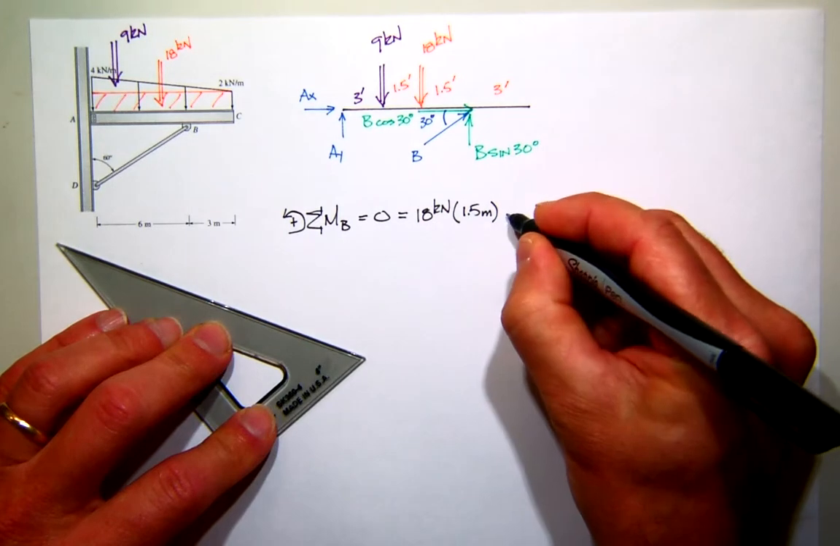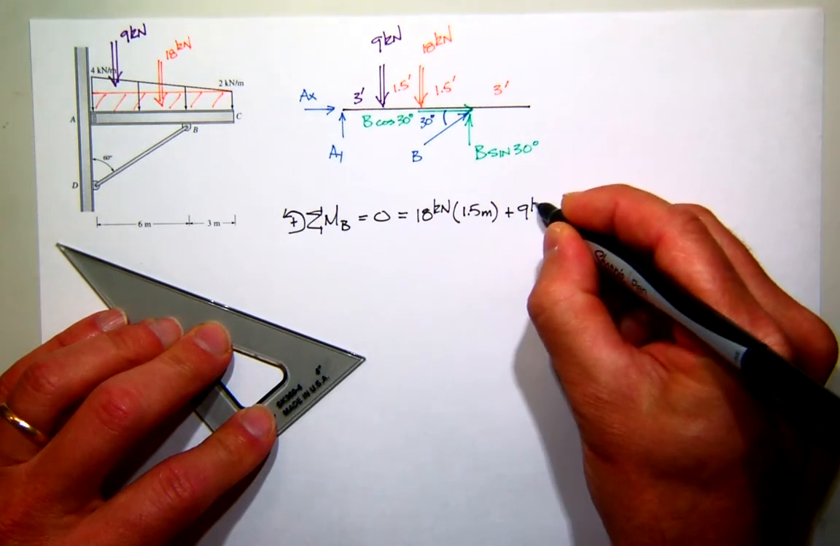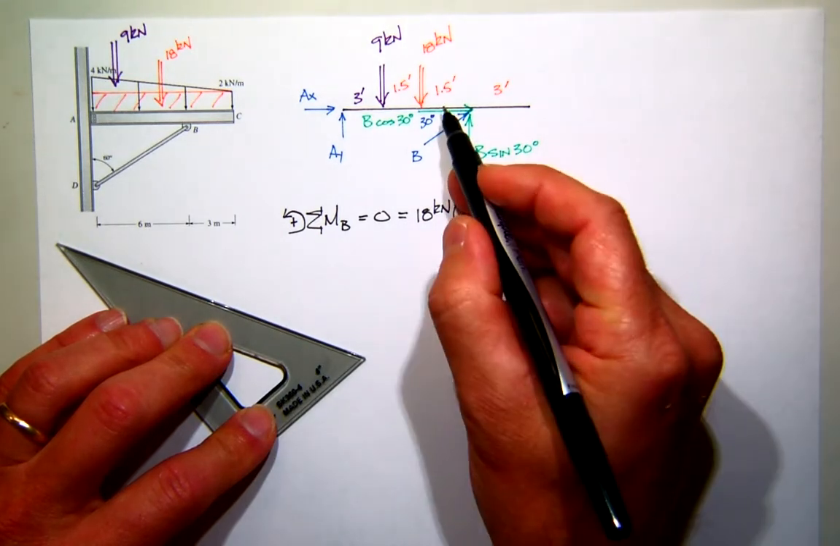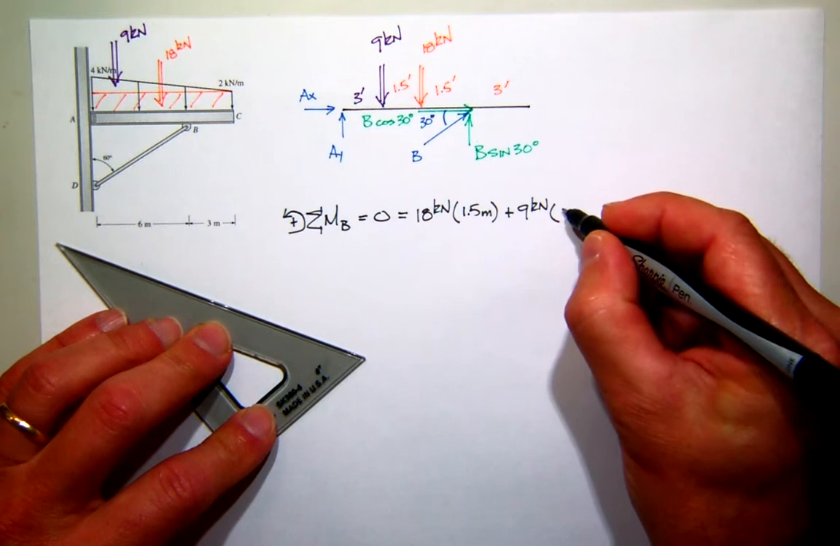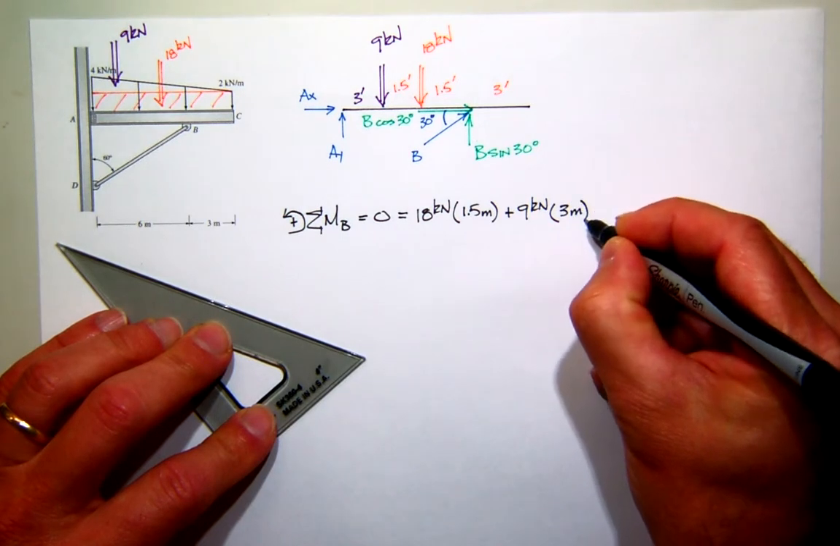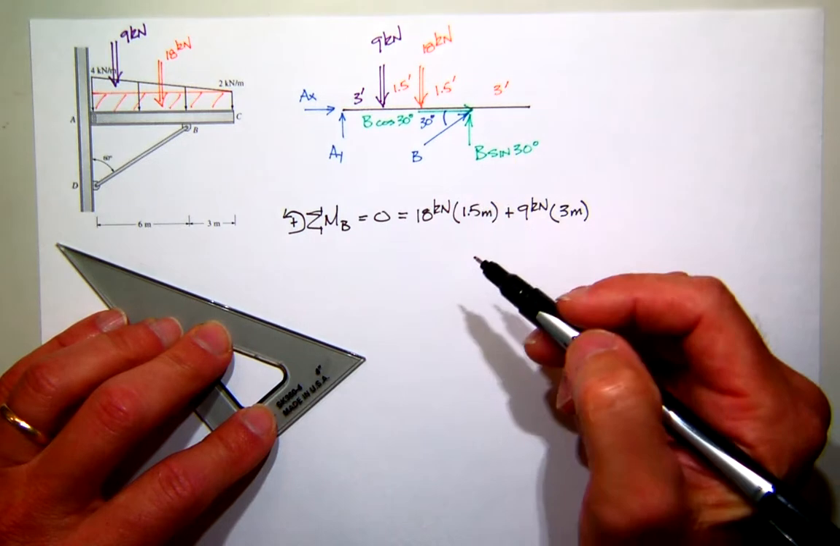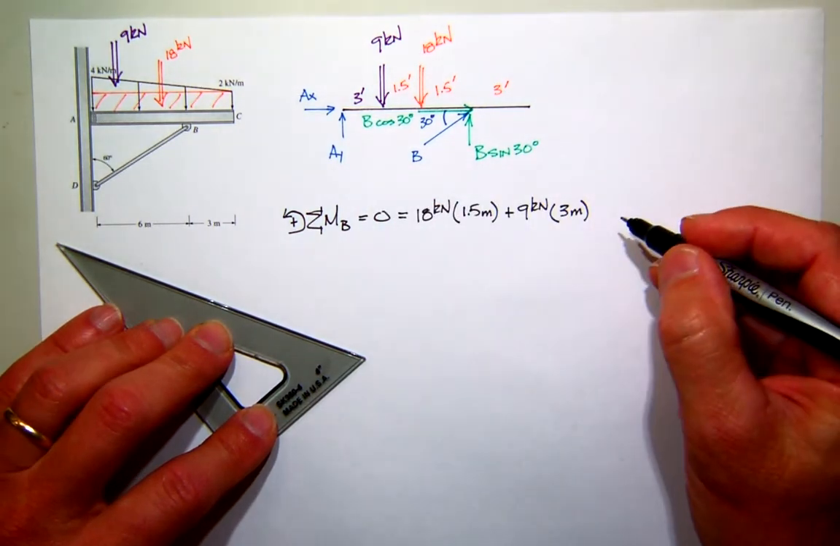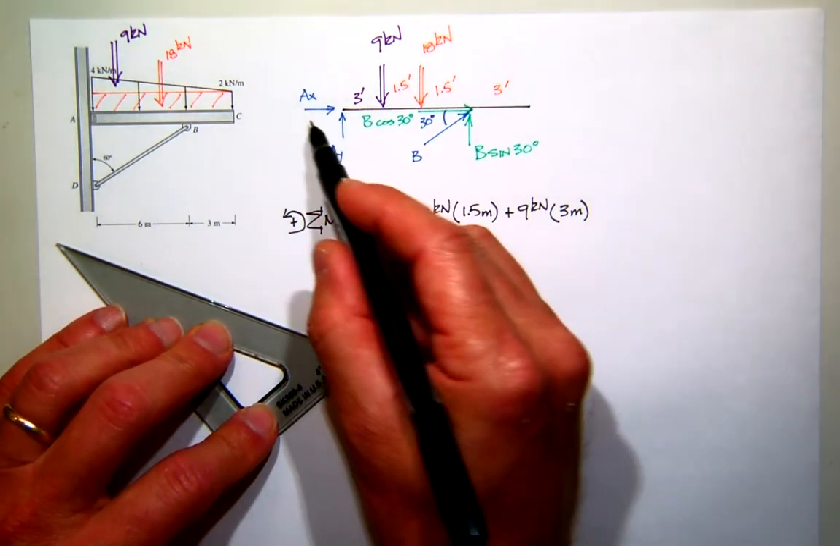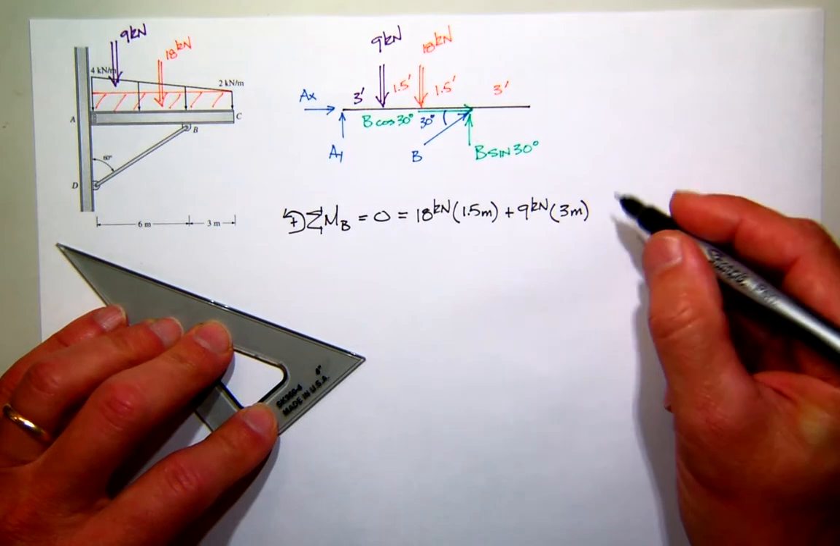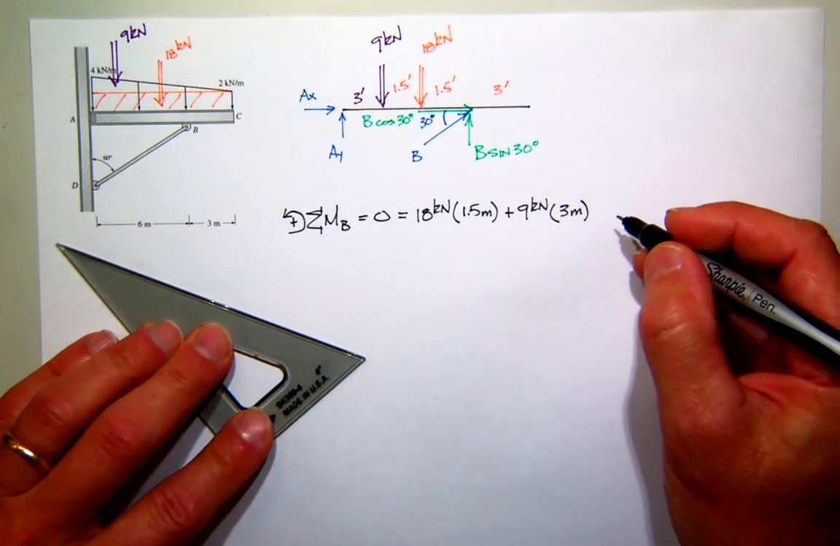And then I have 9 kilonewtons. It has a moment arm of 1.5 plus 1.5, which is 3. Then what else? AY passes through B, don't have to worry about that. Oh, I have AY. Yeah, I'm sorry. I mean AX passes through B. AY creates a positive or negative moment about B?